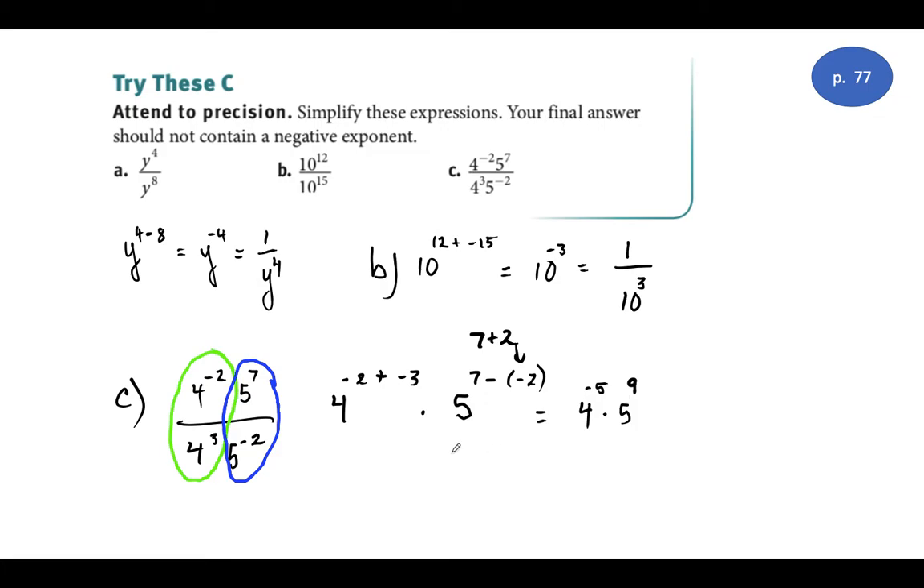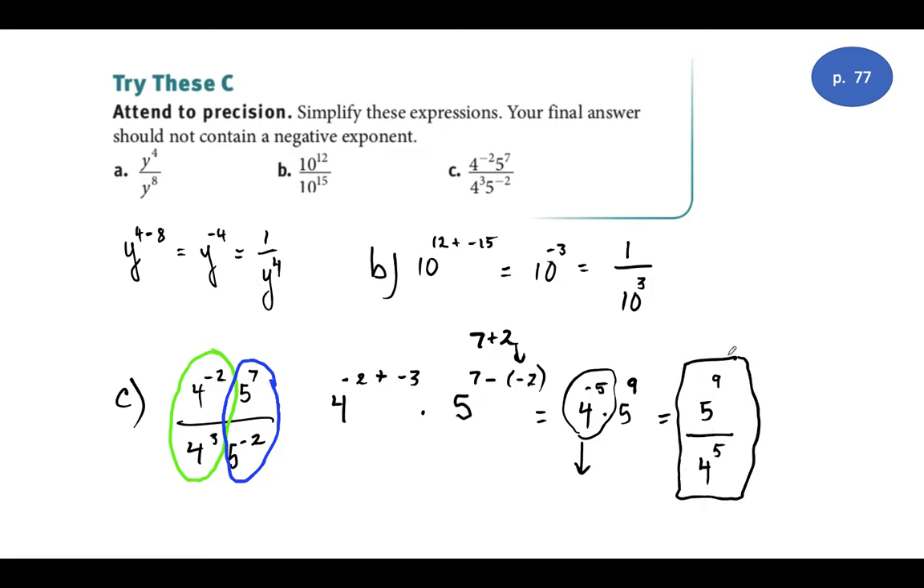Okay, so I've done the division, but I'm not done with the problem because I can't have a negative exponent in my answer. 5 to the 9th, that is a positive exponent. So I'm going to leave it right where it is. I don't do anything with that power. Only the power that has the negative exponent is going to move. And it is going to move into the denominator, and I'm going to make the exponent positive.